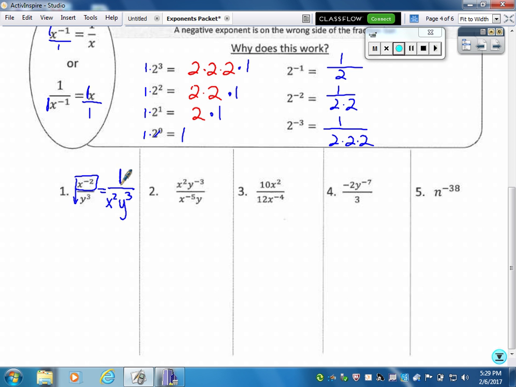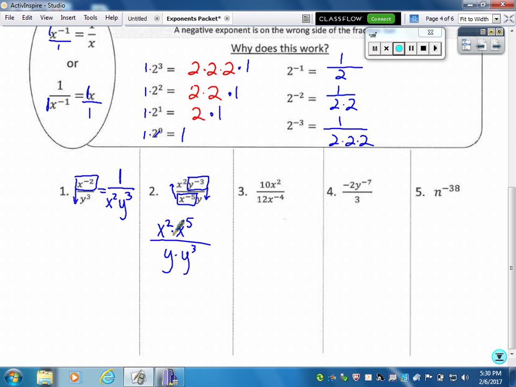Alright, for this next example, I've got a lot going on here. The first thing I should handle are those negative exponents. So this y is in the wrong spot, it needs to move down. This x is in the wrong spot, it needs to move up. So I'm going to rewrite it. My x squared is fine, but it's now going to be joined by an x to the 5th. Order here does not matter. On the bottom, I've got that y, and now it's going to be joined by a y cubed.